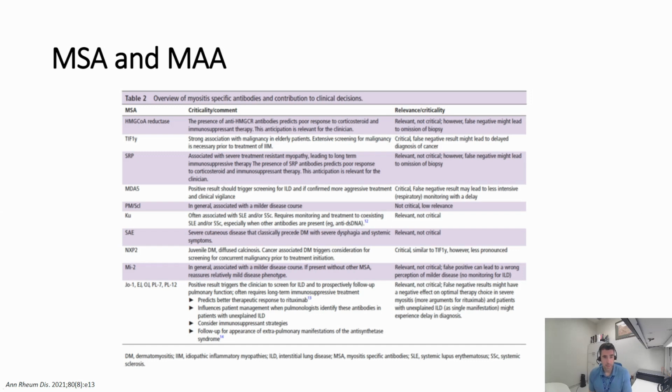This table highlights several myositis-specific autoantibodies, their clinical utility, as well as their relevance. By way of example, SRP is associated with severe treatment-resistant myopathy, or MDA5, which could trigger screening for ILD. So, depending on the autoantibody that is present, that can be associated with some sort of clinical condition that is associated with a specific myositis.